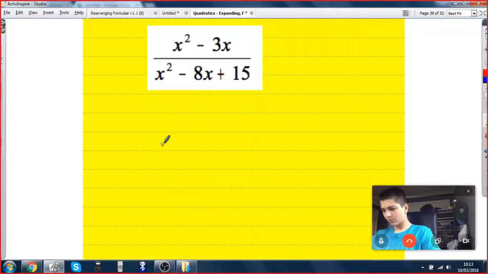Would the top bit be x plus 3 and x minus 1? So because we've been doing more challenging ones, a lot of the time students forget how to do the easier ones. When you're factorizing a quadratic, it's got 3 terms and nothing in common. This one on the top has only got 2 terms. How would you factorize that? So this won't factorize into a double bracket on the top.